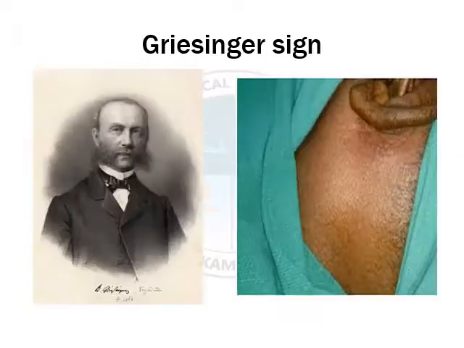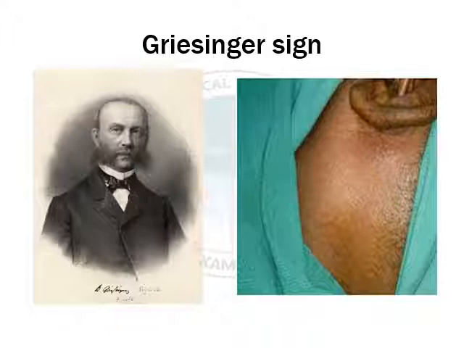Right. What is Griesinger sign? It is named after Griesinger. The Griesinger sign is due to thrombosis of the mastoid emissary vein.